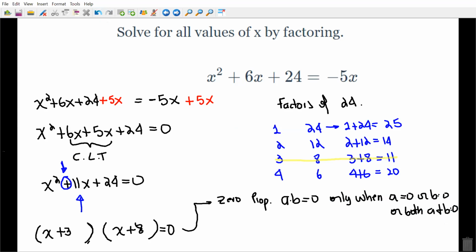So if I'm going to do the same here, I will talk about x plus 3 equals 0. So x equals -3, because -3 plus 3 makes this equal to 0. And then the next one is x plus 8 equals 0. So x is going to be equal to -8. Now these are the values of x that will make my equation equal to 0.